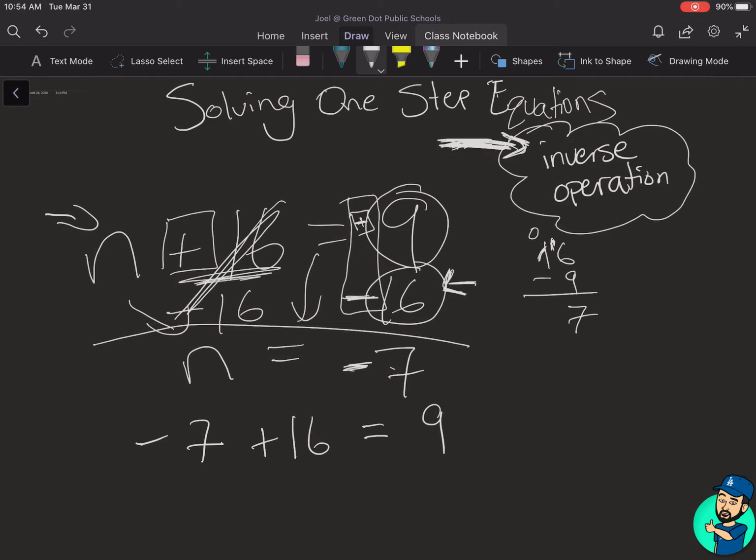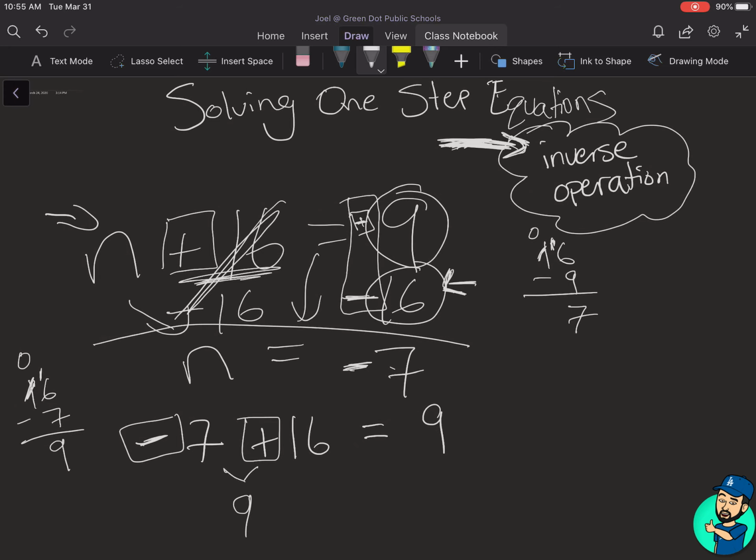Now, if we add negative 7 to 16, remember, different signs, you subtract, but keep the sign of the larger number. 16 minus 7. Now 6 cannot go into 7. I cannot subtract 6 minus 7. So I need to borrow. This turns into 0. I put a 1 right here. Now 16 minus 7 equals 9.